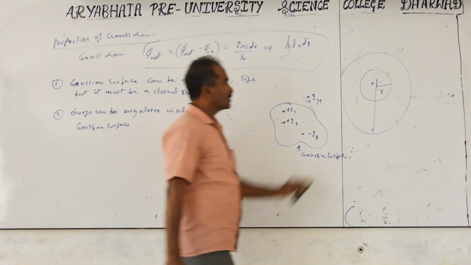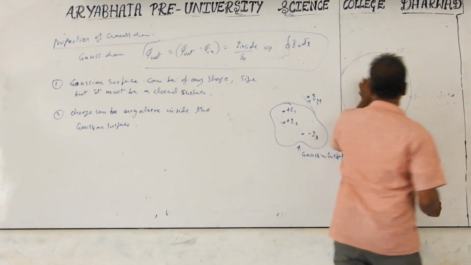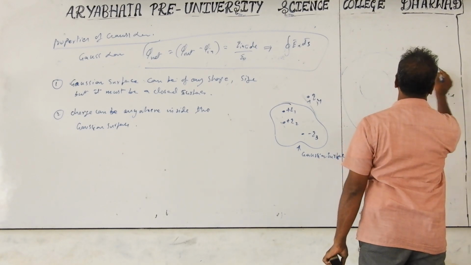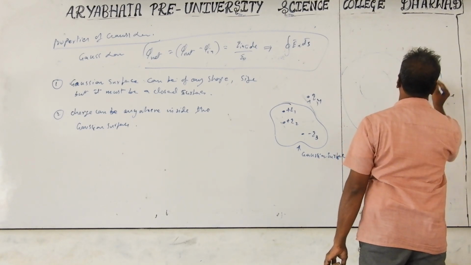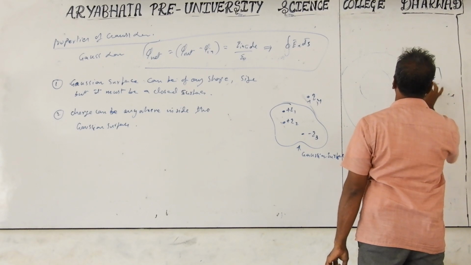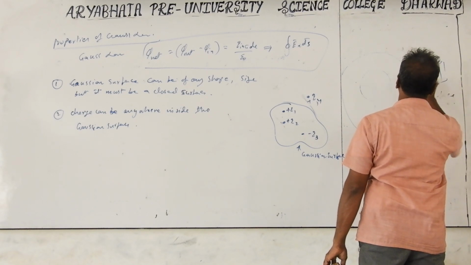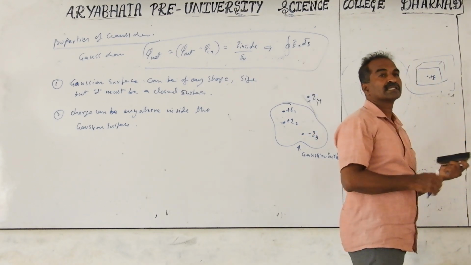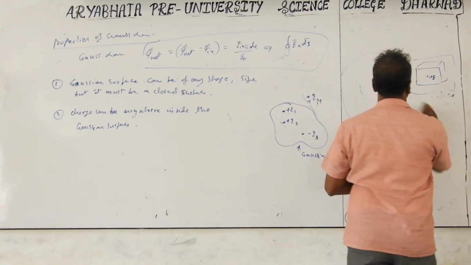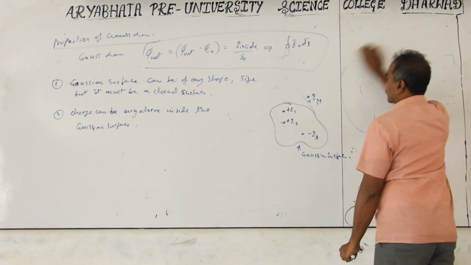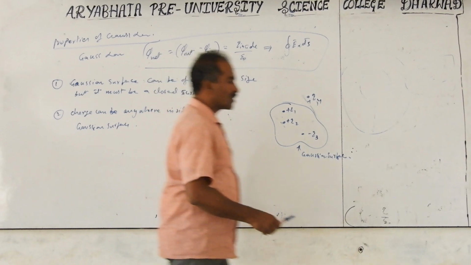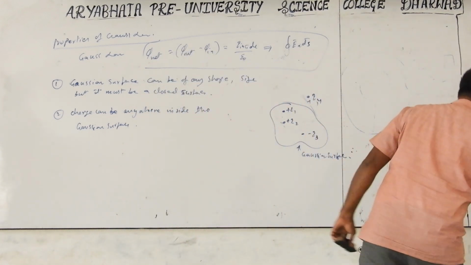They may say cube also. Instead of the sphere, they may take a cube. A cube is taken and inside the cube, charge is there, plus Q1 or plus 2, and the dimensions of the cube are doubled. Size increases. What happened to the flux? It does not change because the charge is the same. Charge can be anywhere inside the Gaussian surface.